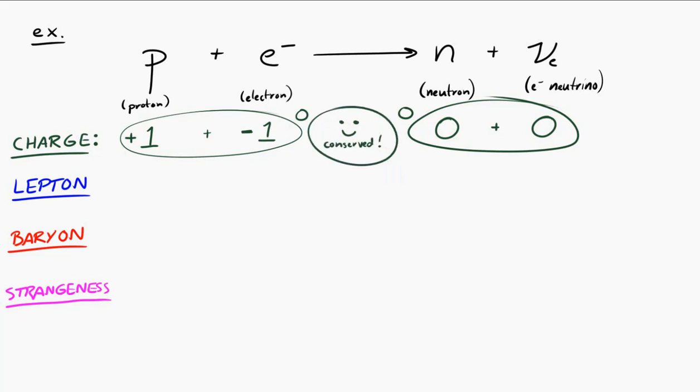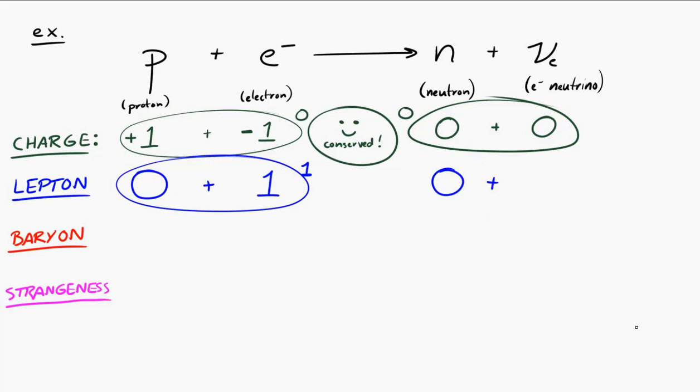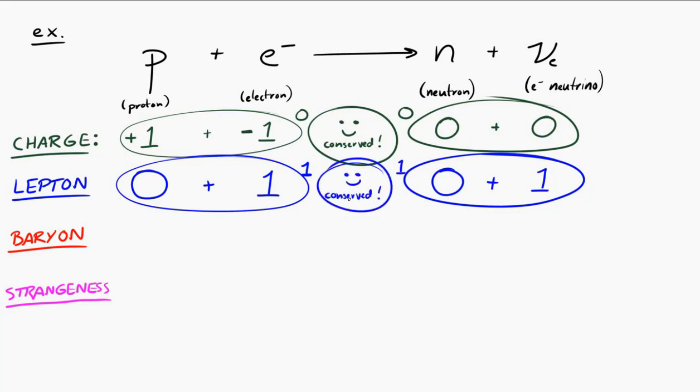Let's look at lepton number. Okay, well, a proton isn't a lepton. It's made up of quarks. So the lepton number of a proton is 0. Lepton number of an electron is 1. So we begin with a lepton number of 1. In the end, we have a neutron and an electron neutrino. A neutron has a lepton number of 0. Electron neutrino has a lepton number of 1. So we start with a lepton number of 1, and we end with a lepton number of 1. Lepton number is conserved.